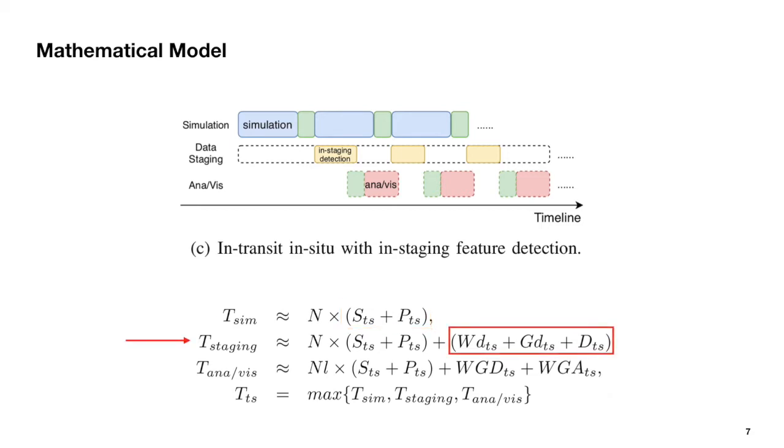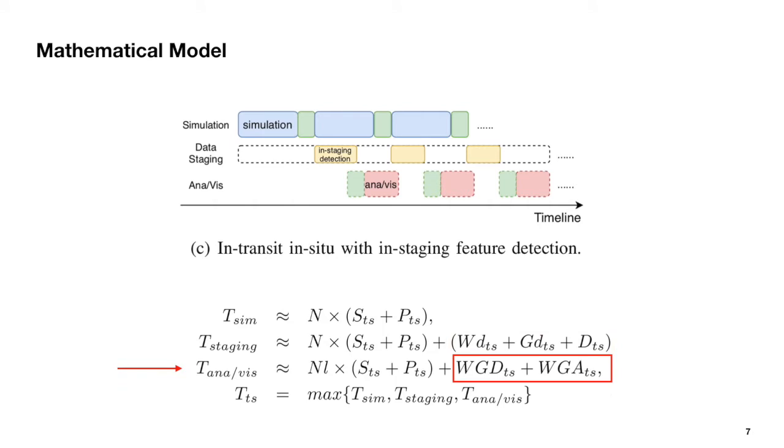The second term is the data staging service. The data staging service can process the in-staging data detection after the data is put into the data staging area. The extra time spent on the data staging service is W, G, and D in the equation. The term W represents the time to wait for the available resources to get the data from the simulation. The term G represents the time to get the extra data from the simulation, and the term D represents the time to process the extra in-staging data detection.